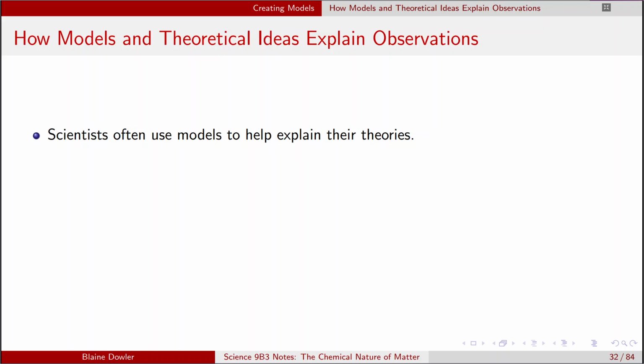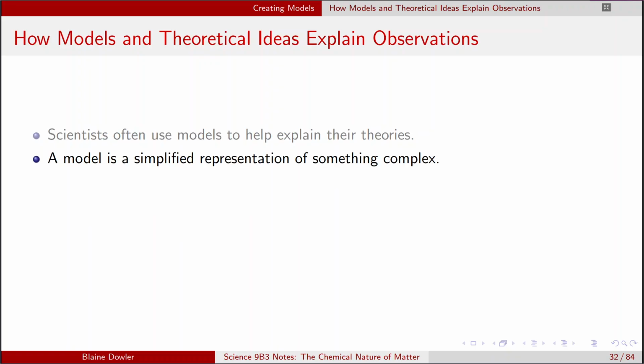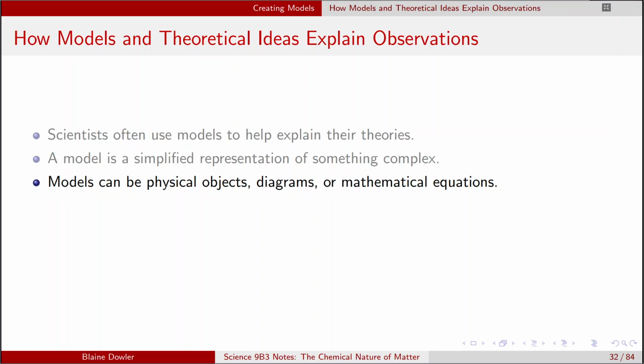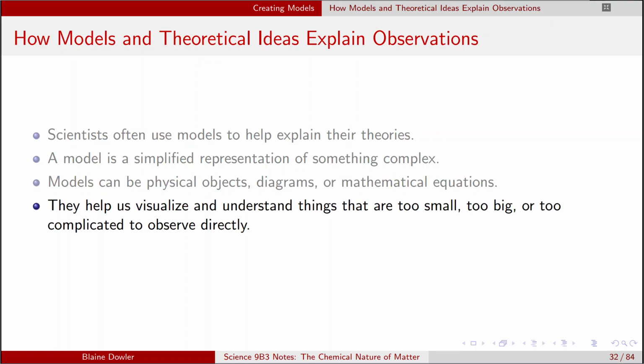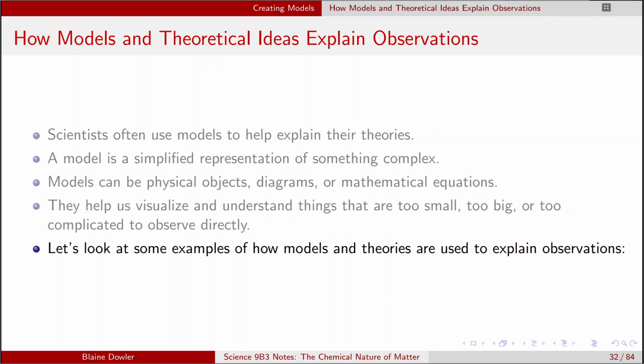So, how do models and theoretical ideas explain observations? Scientists often use models to help explain their theories. A model is a simplified representation of something complex. Models can be physical objects, diagrams, or mathematical equations. They help us visualize and understand things that are too small, too big, or too complicated to observe directly. Let's look at some examples of how models and theories are used to explain observations.